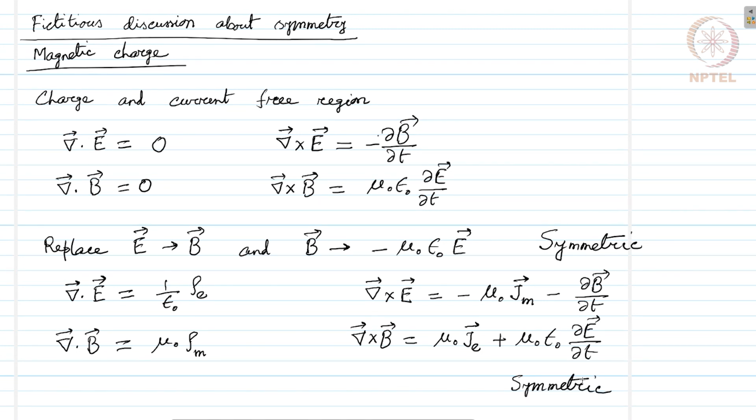But the Maxwell's equations are not like this. So, let us write down these quantities. And this is the current due to magnetic charge.